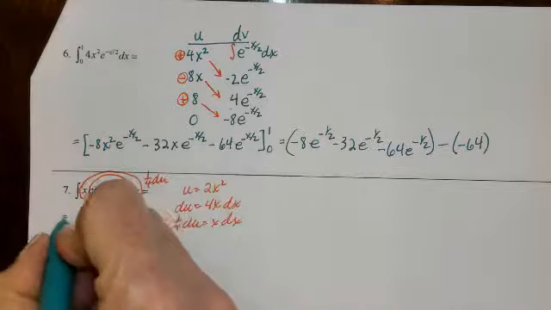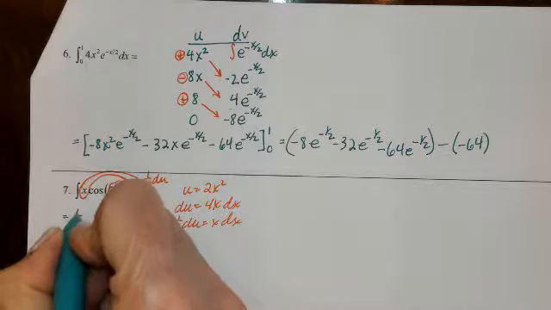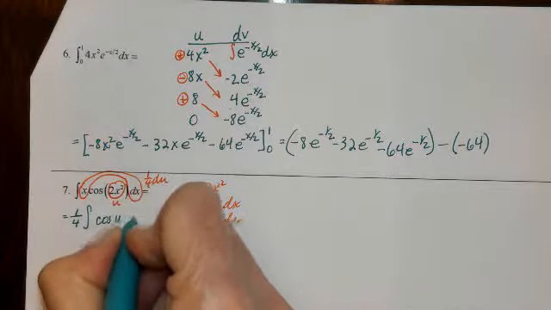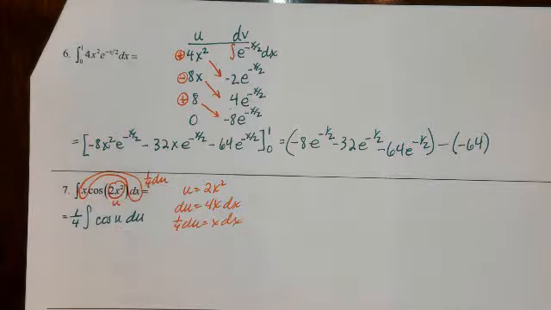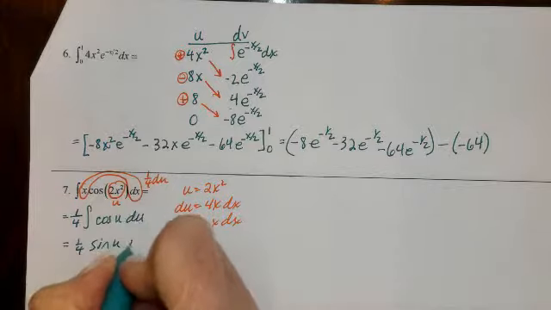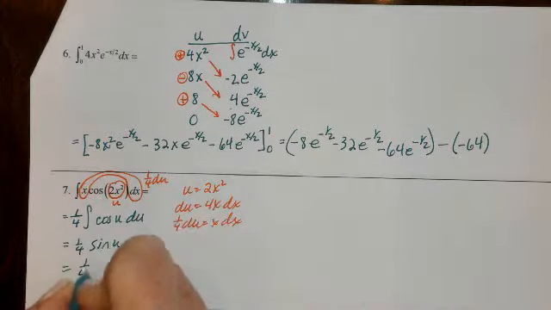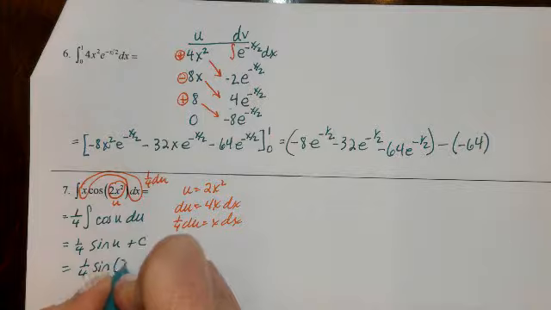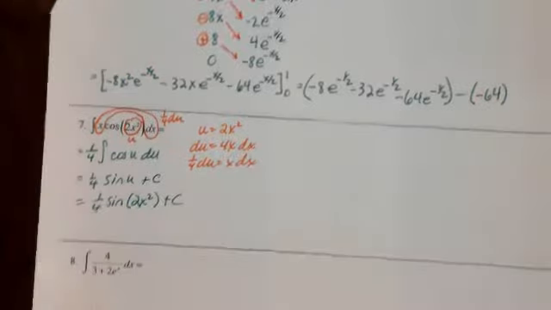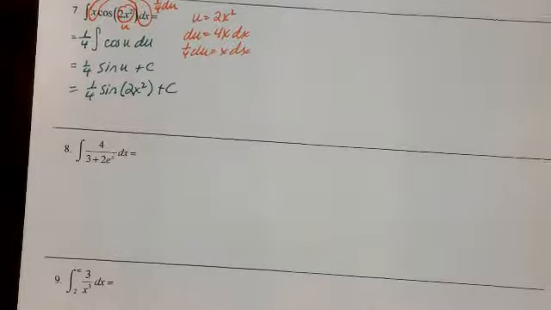So we have 1/4 integral cosine u du, which is 1/4 sine u plus c. Replace your u with your x expression there. That's it. Okay, number 8.